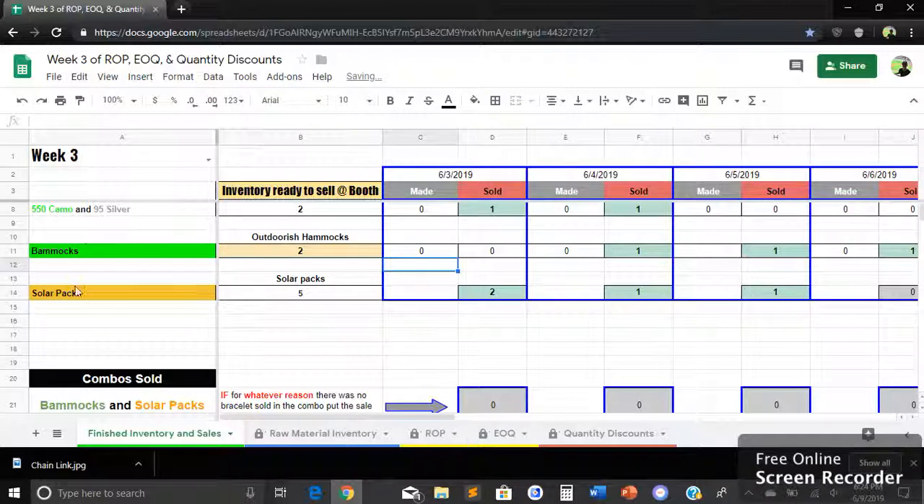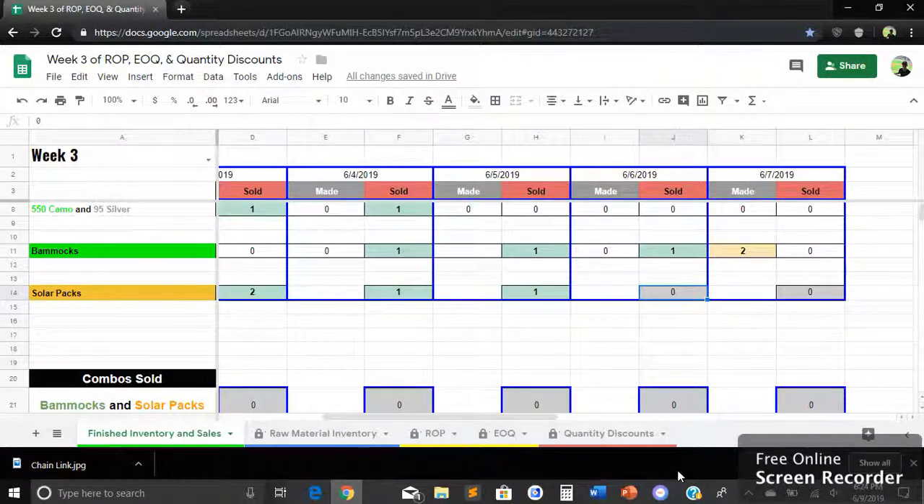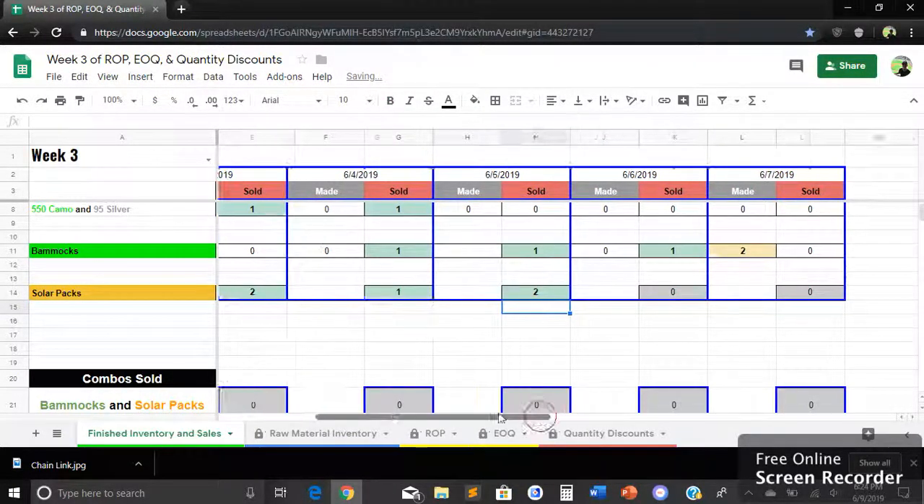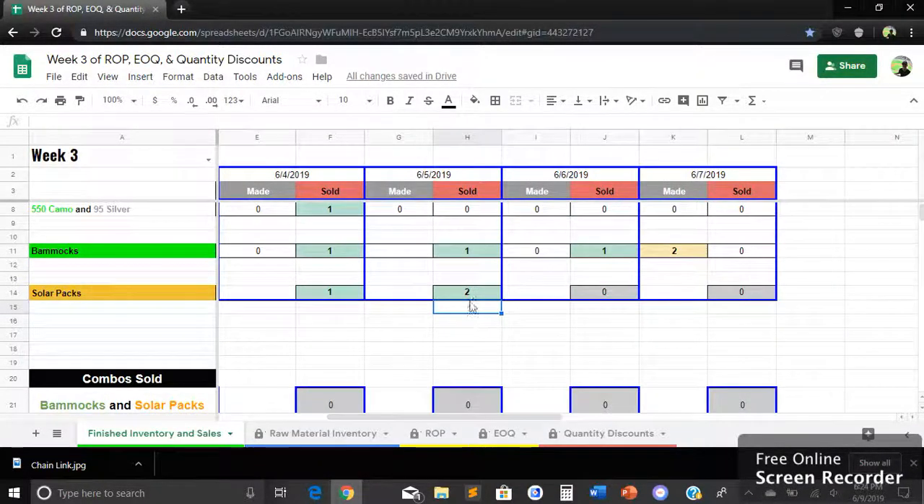For solar packs, we have 5 in stock. If you were to also input, let's say 1, let's do it on a 0 so you can see it. It changes and goes to 4. Or let's say somebody sold 1 and then the next shift sold 1, you would add 1 on top of it. It goes down. Pretty simple, right?